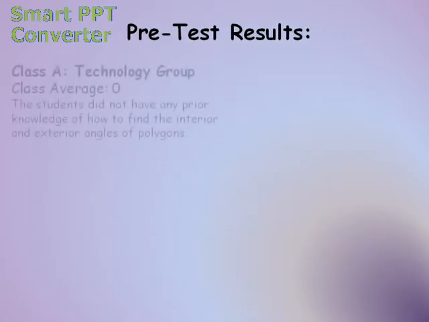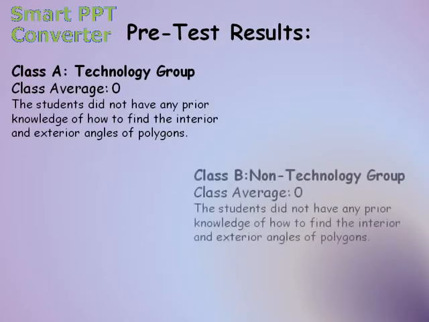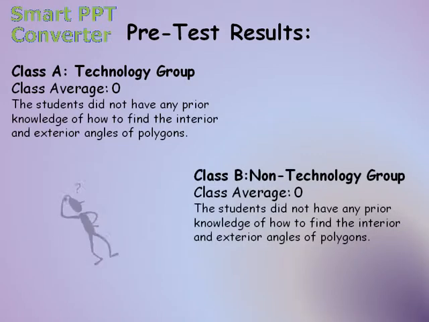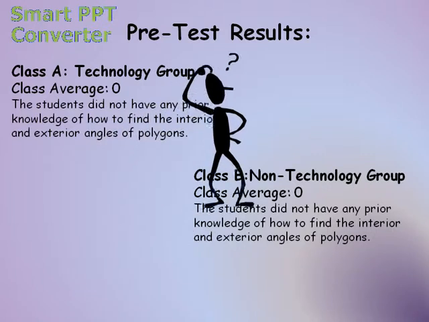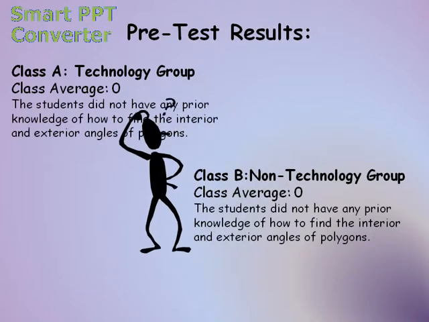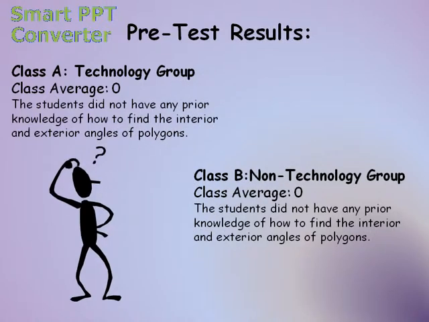Pretest results. Both Class A, the technology group, and Class B, the non-technology group, scored a 0 as a class on this exam. This did not surprise me because the students did not have any prior knowledge of how to find the interior and exterior angles of polygons.